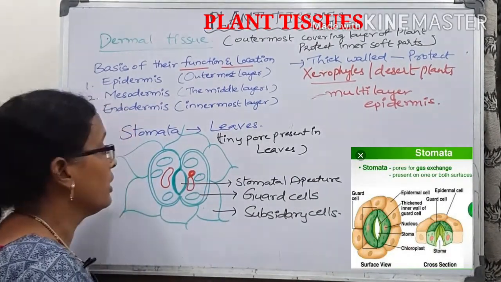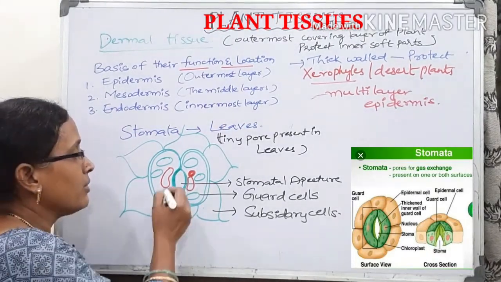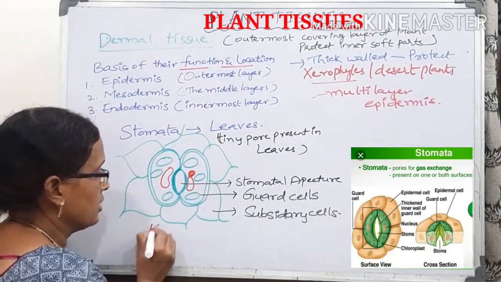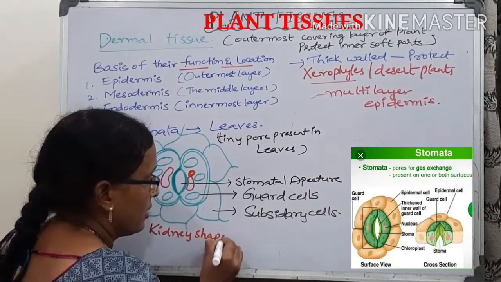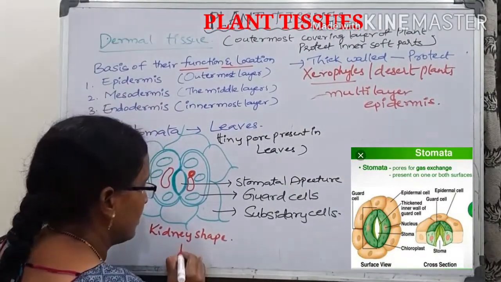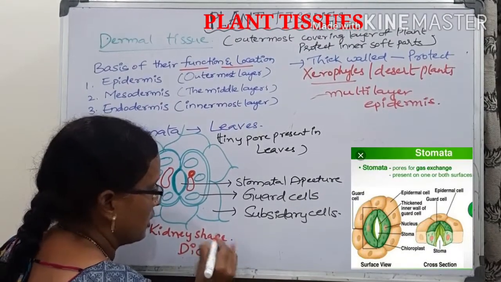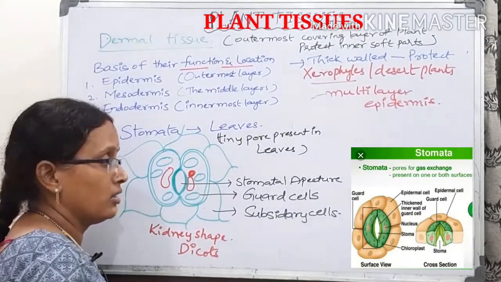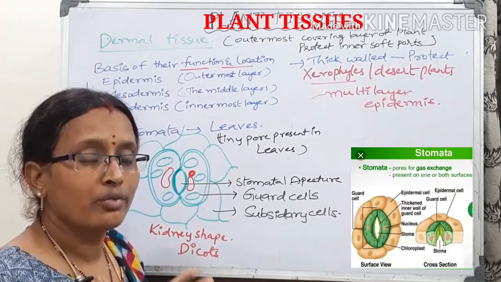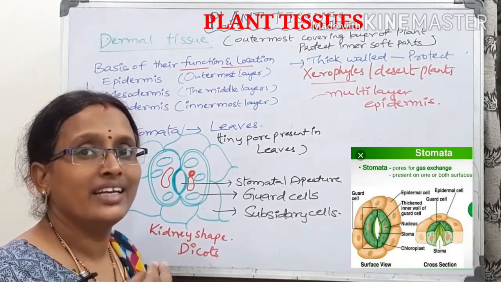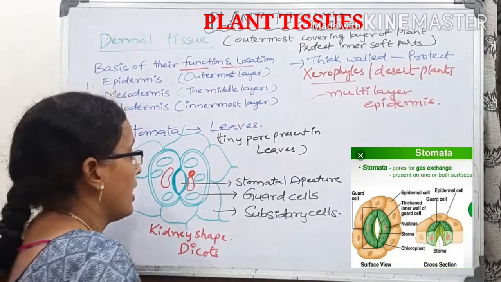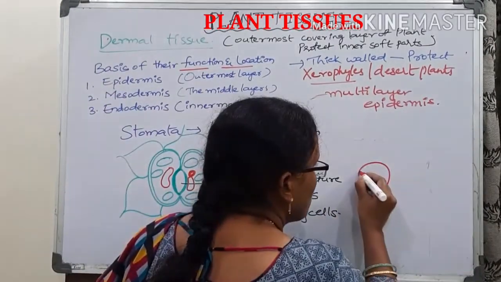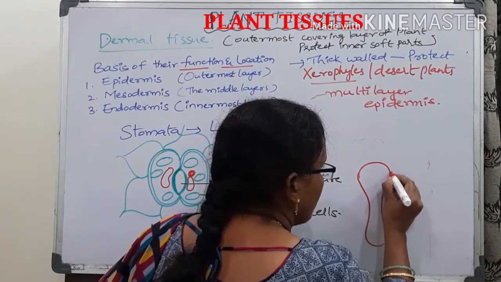Okay, this is about epidermal cells. Guard cells are kidney shaped, and this is in dicots. What are dicots and monocots? That we will study in detail in the diversity of living organisms in the 5th lesson. Whereas in the monocots, these are dumbbell shaped.